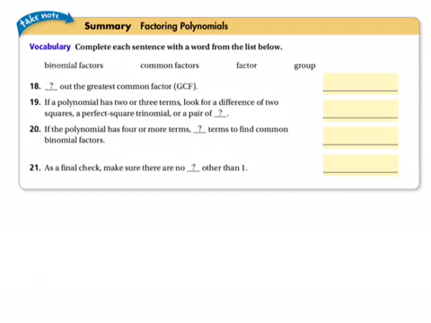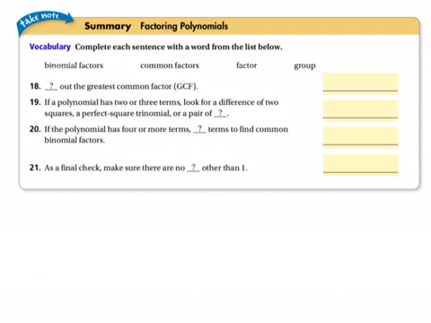So here's a summary. When factoring polynomials, first, factor out the greatest common factor. Then, if the polynomial has 2 or 3 terms, look for a difference of 2 squares, a perfect square trinomial, or a pair of binomial factors. If the polynomial has 4 or more terms, group terms to find common binomial factors. As a final check, make sure there are no common factors other than 1.